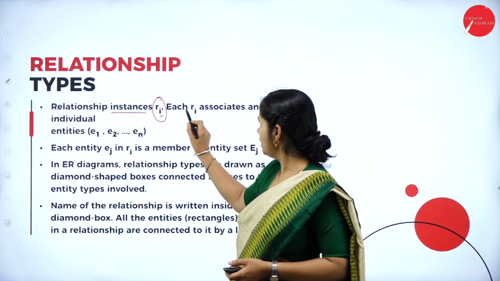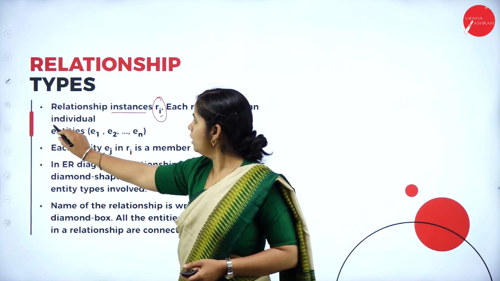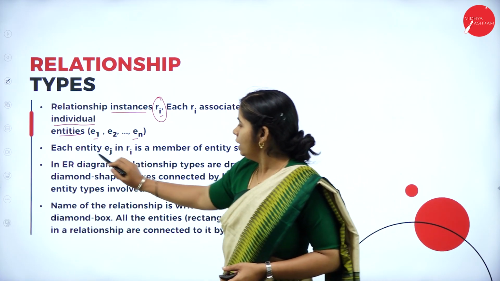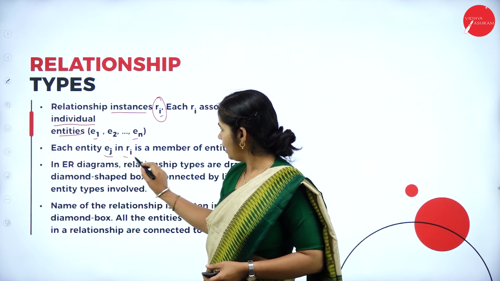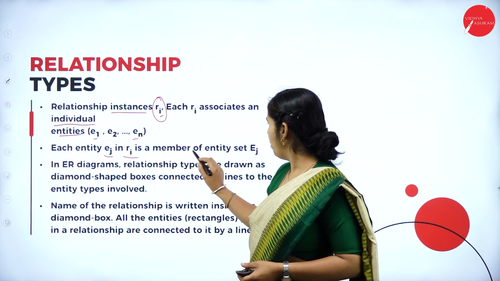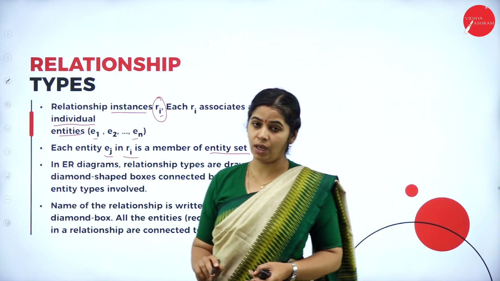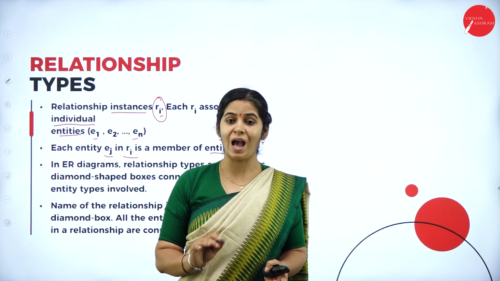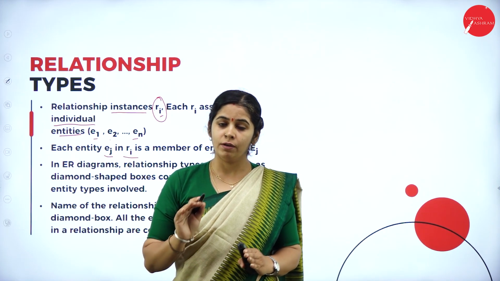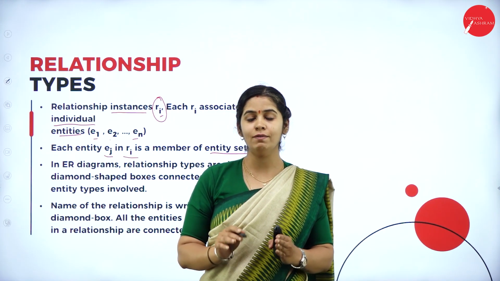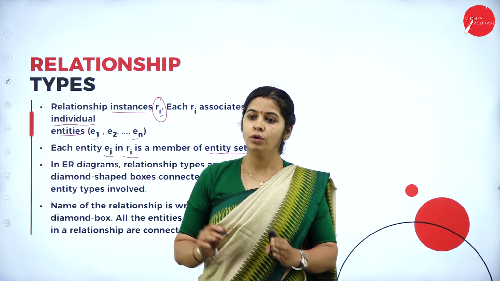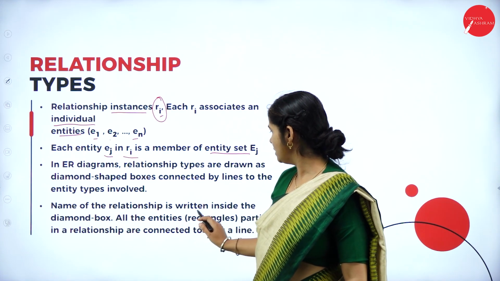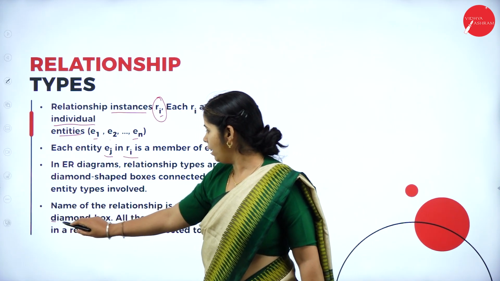Relationship instance is for each relationship association and an individual entity with E1, E2 up to En. Each entity Ej in relation R is a member of entity set Ej. You should not refer to any attribute which is not part of that entity as a relationship. We have to refer only to those entities which are part of that table to provide the relation to the other table.